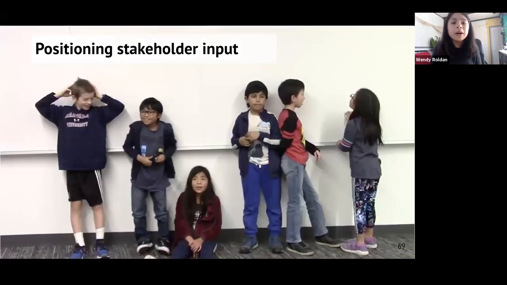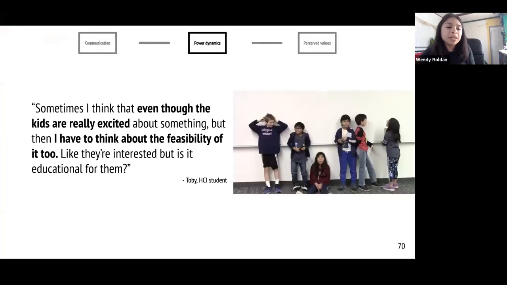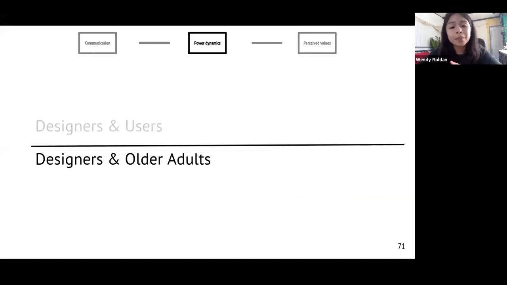And finally, we found that they navigated positioning the children's input among other stakeholders' input. So Toby here says, sometimes I think that even though the kids are really excited about something, then I have to think about the feasibility of it too. Like they're interested, but is it educational for them?